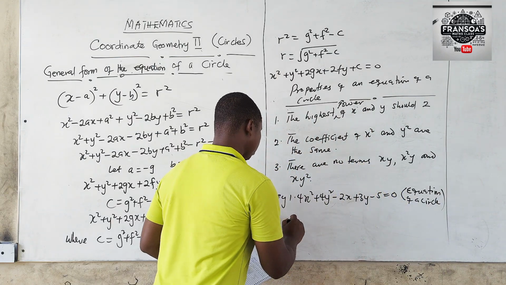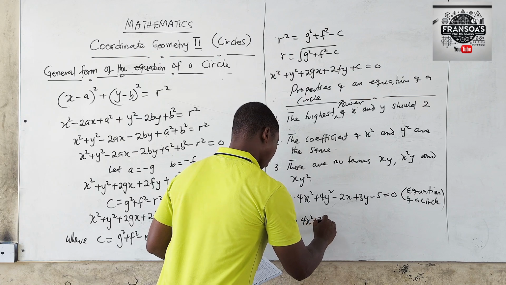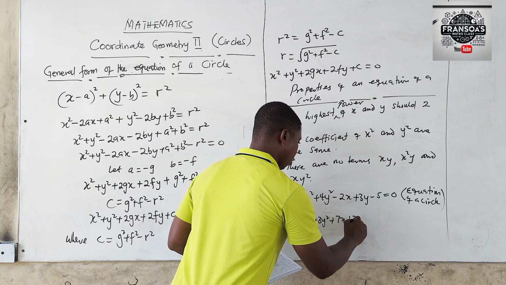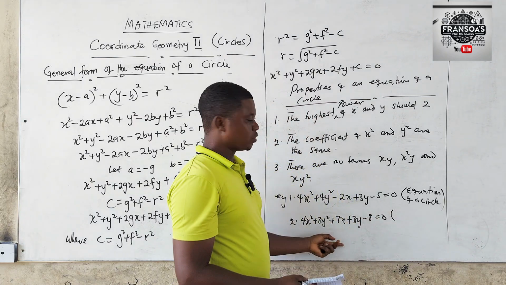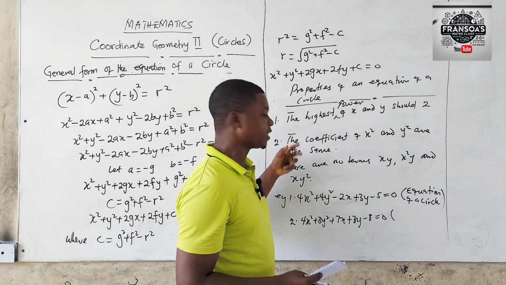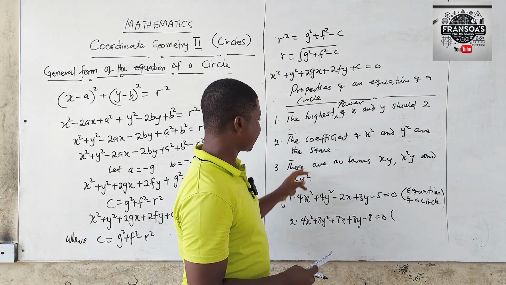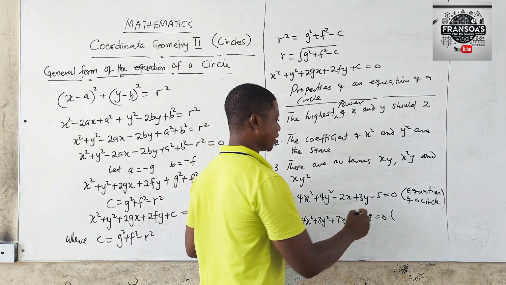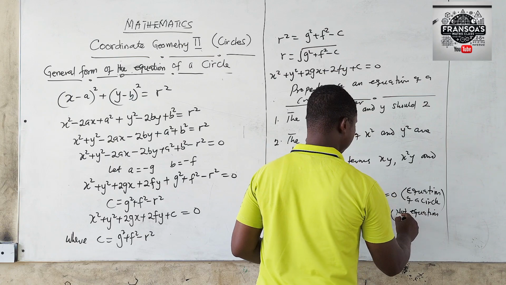Let's look at another one too. When you have 4x squared plus 3y squared plus 7x plus 3y minus 8 equal to 0. Does it satisfy these properties? The highest power is 2 and yes, it satisfies the first property. But when it comes to the second property, you realize that the coefficients of x squared and y squared are not the same. So automatically it rules it out. So this one is not an equation of a circle.